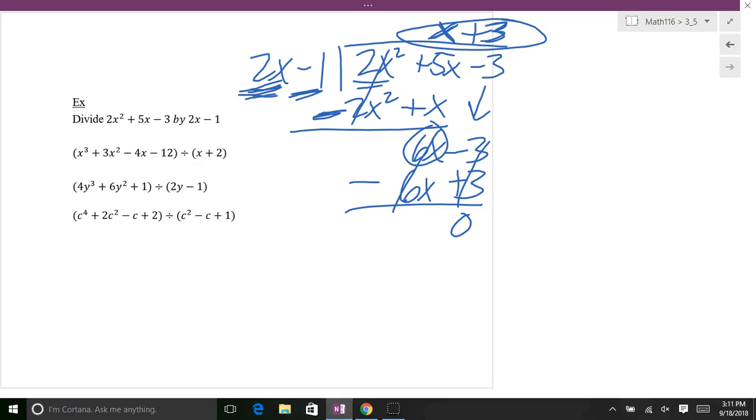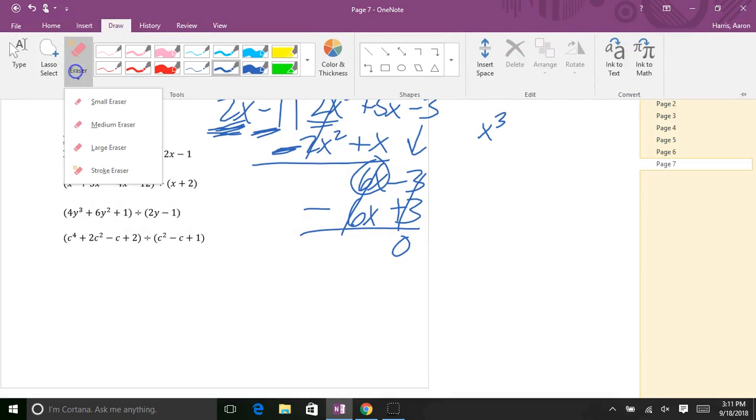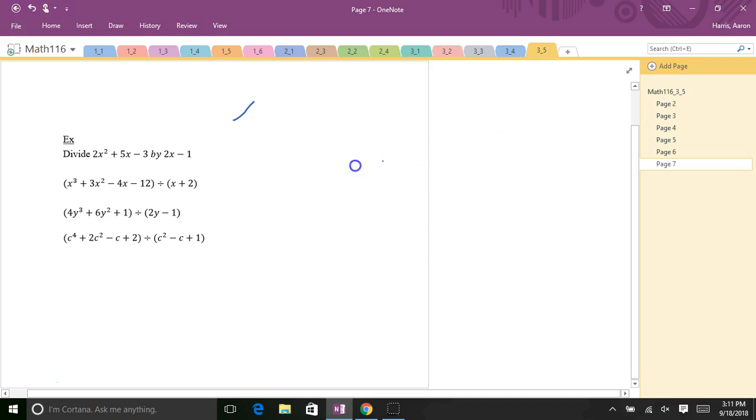Next one here we've got x cubed plus 3x squared. I'm going to run out of room here. Let me get rid of all this here.